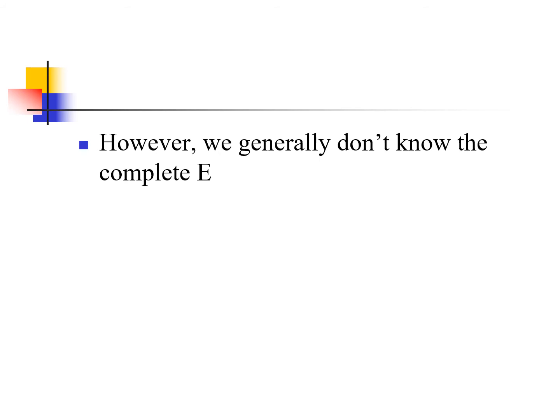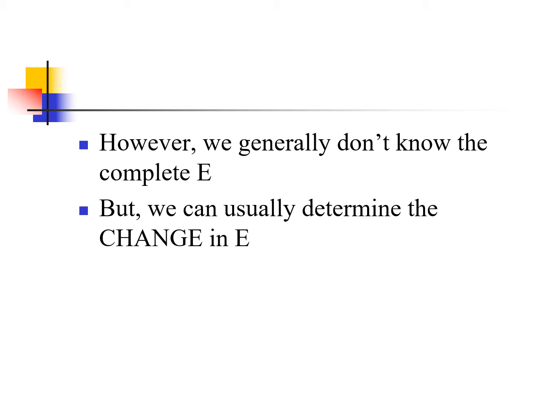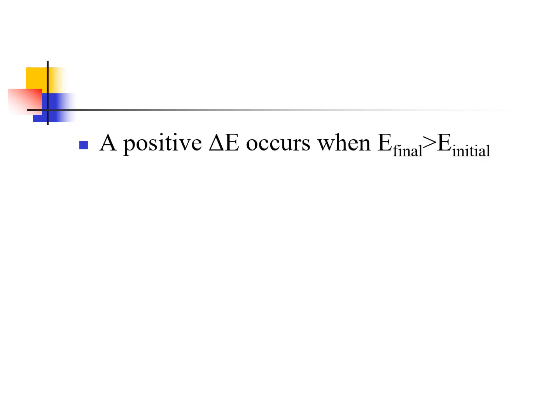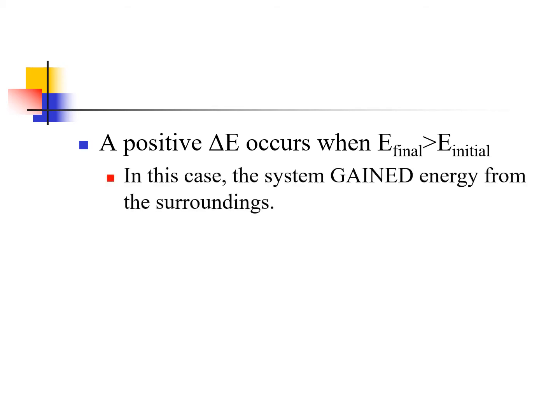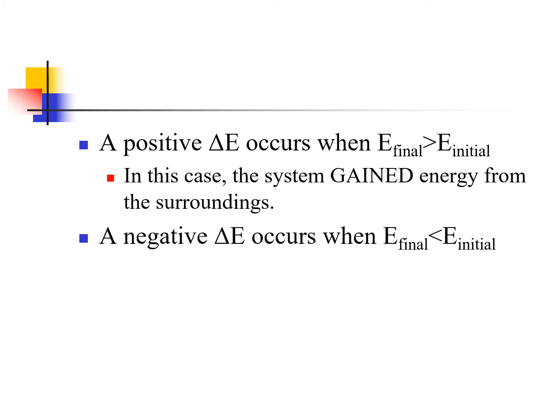But the issue is we often don't know the complete E. As you can tell when we start talking about rotational and vibrational energy of molecules, it can get very complicated very quickly. But we are usually pretty good at finding the change in E, or delta E, or final minus initial. That's what delta means. A positive delta E means the system, the thing we're looking at, because we're always looking at it from the view of the system, ends up with more energy than it started. That means the system gained energy, which means the surroundings lost. The opposite occurs with a negative delta E: the system lost energy, meaning the surroundings gained.